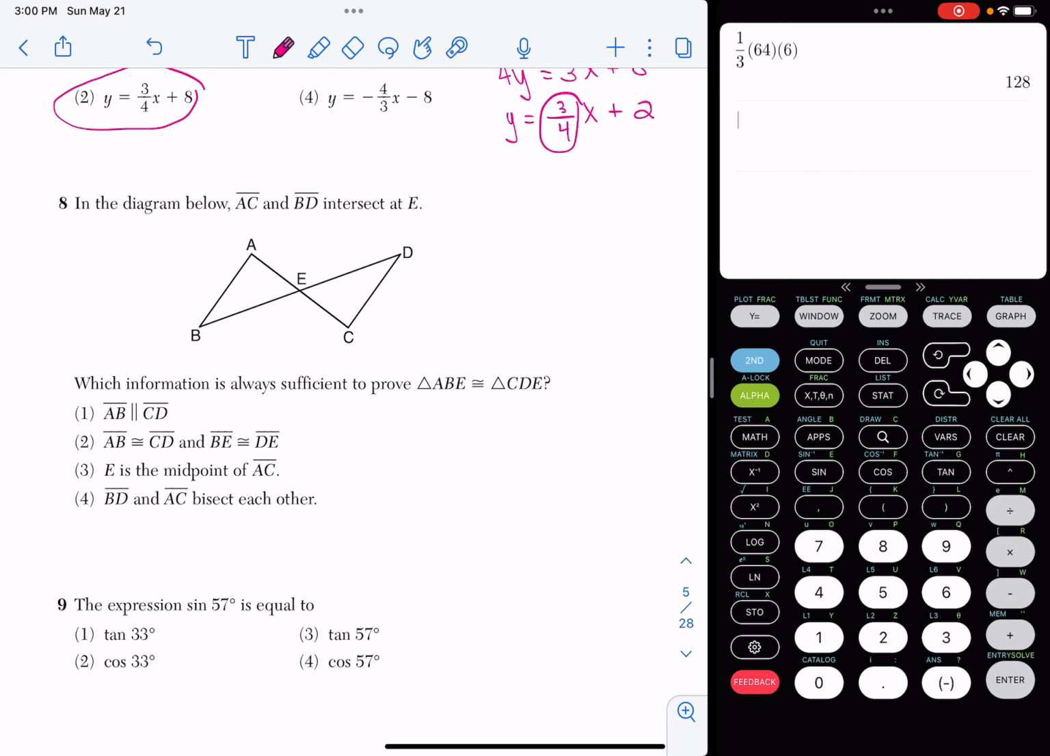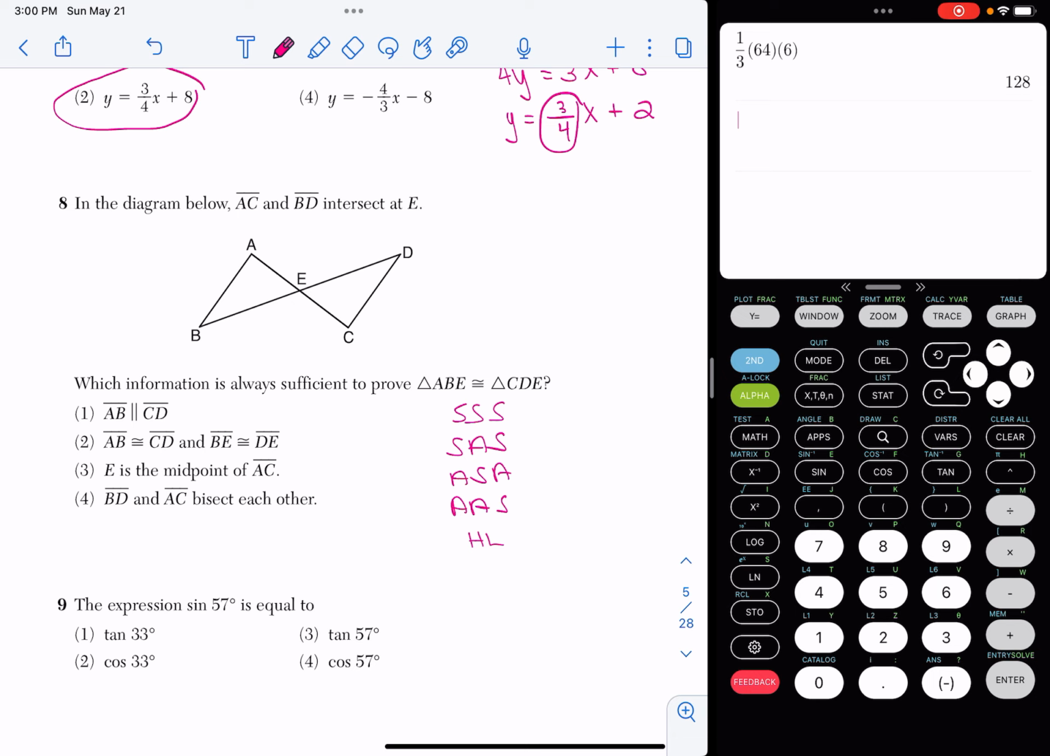Number 8, in the diagram below, AC and BD intersect at E. Which information is always sufficient to prove the triangles are congruent? That means when you're proving triangles are congruent, you have to be confident that it's one of these 5 options. These are the 5 methods by which you can prove triangles are congruent. So I would go through each answer choice and see if I could match it up to one of these 5 methods. I'm going to show you one that's incorrect, and then I'll show you the correct one so you can compare.